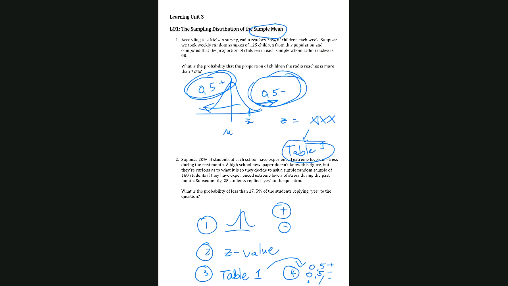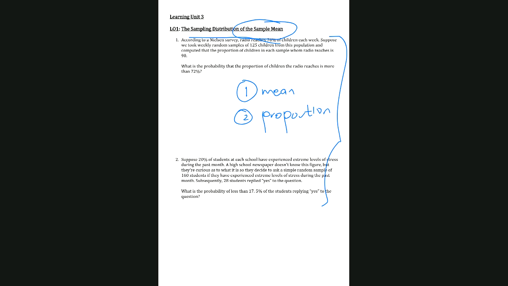So we're going to be starting off with exactly as we had in Learning Unit 2, looking at the mean calculations first. So when we're working with a sample distribution of the sample mean, and then we'll also look at a sampling distribution of a sample proportion. So these two examples and these two examples are split between those. So here it says to you that according to Nielsen's survey, radio reaches 78% of children each week.